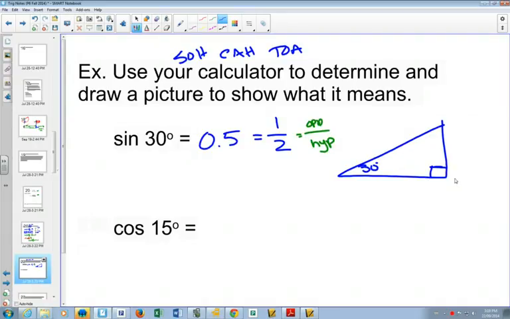3 and the other one could be 6. Perfect. Other numbers. 18 here and 9 there. That would get a ratio of 1/2. What would be the easiest one to put if you wanted a ratio of 1/2? 1 and 2. Because the opposite is 1, hypotenuse is 2.